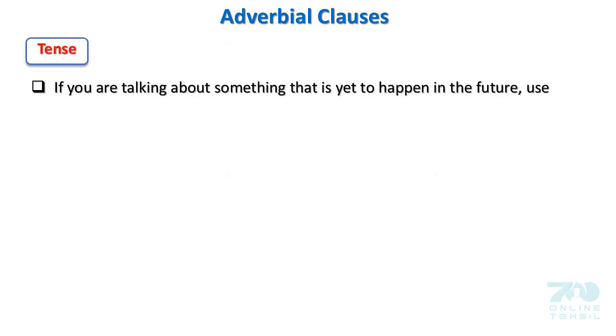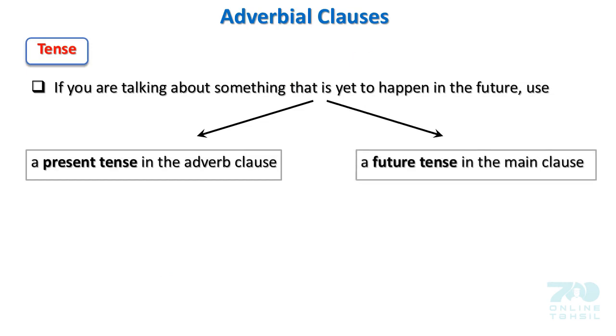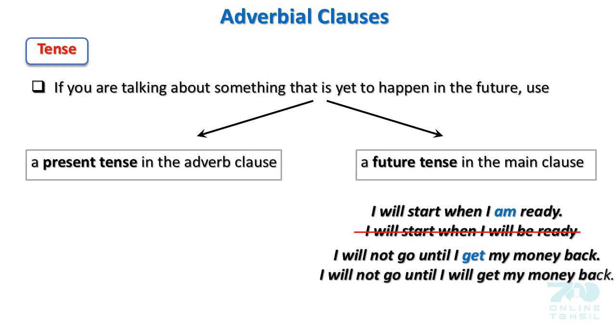Tense. If you are talking about something that's yet to happen in the future, use the present tense in the adverb clause and the future tense in the main clause. I will start when I'm ready, not I will start when I will be ready. I will not go until I get my money back, not I will not go until I will get my money back.